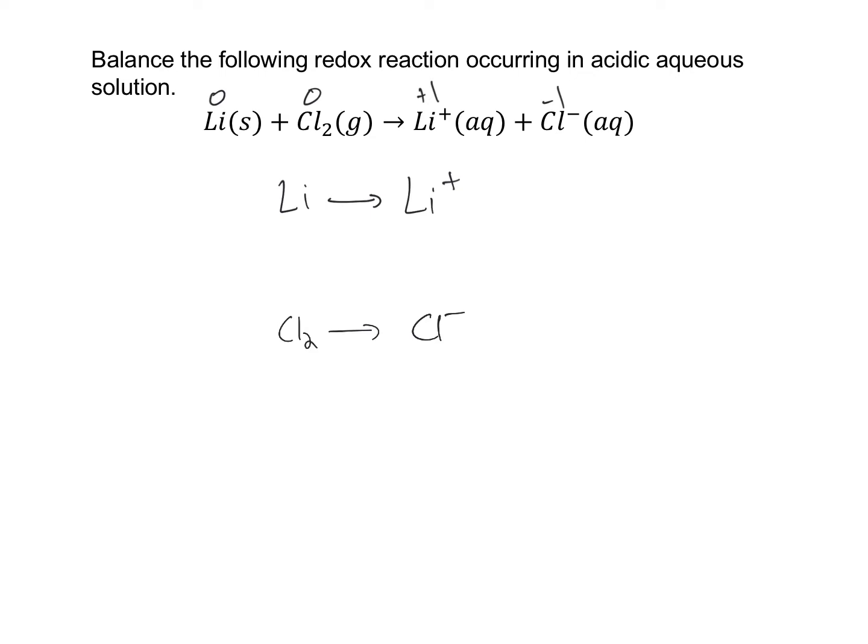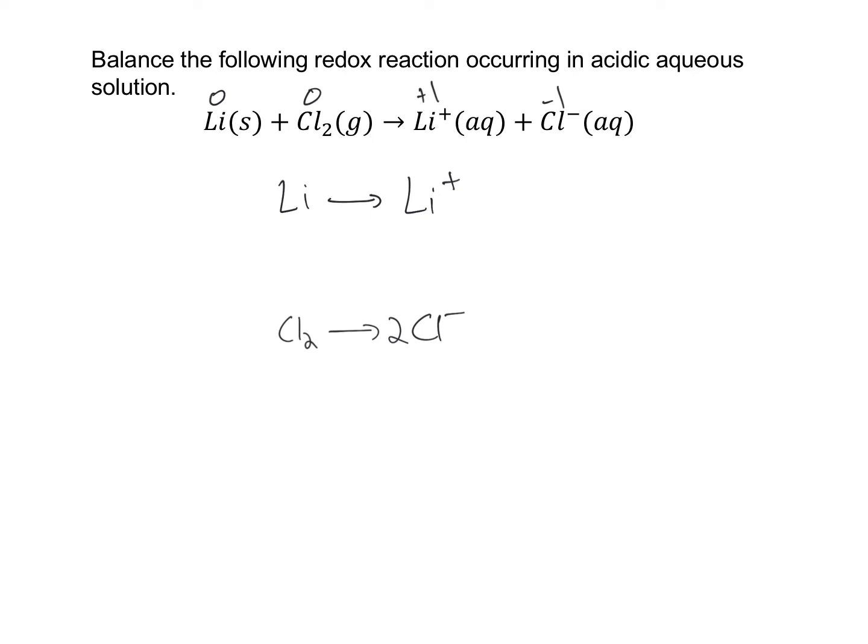In my first half reaction, I've got 1 lithium and 1 lithium, so that's good. In the second half reaction, I have 2 chlorines on the reactant side, so I need to put a 2 in front of the Cl minus. Now each half reaction is balanced by mass. If I had oxygens and hydrogens, there would have been some extra steps. That's not an issue here, but we'll see how that works in the next example.